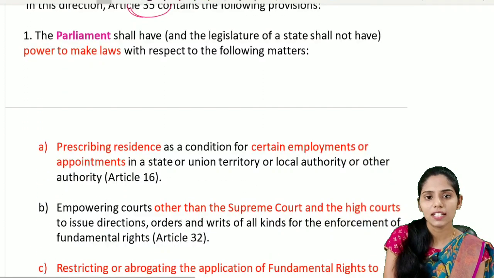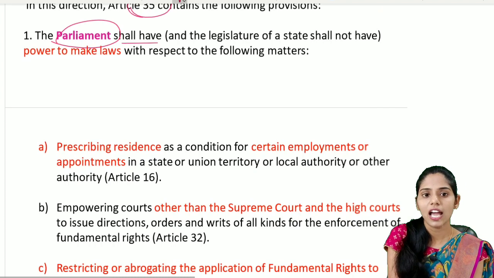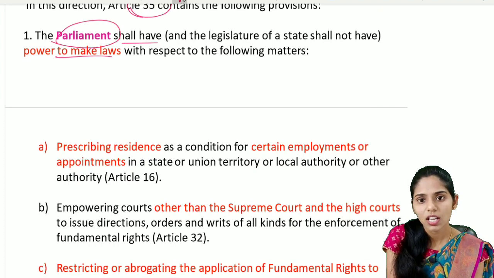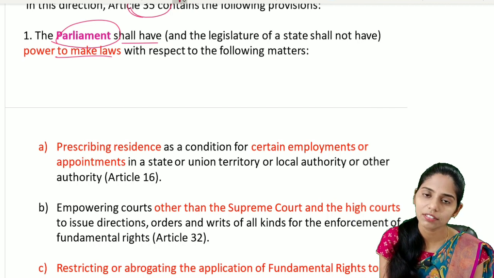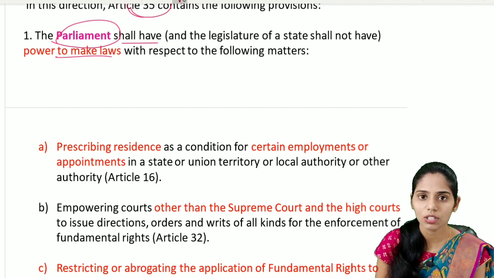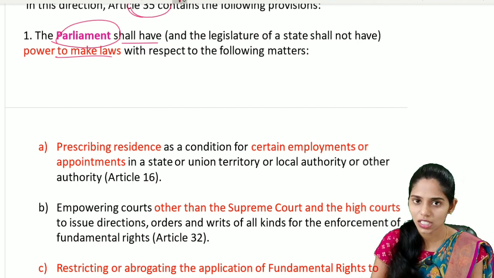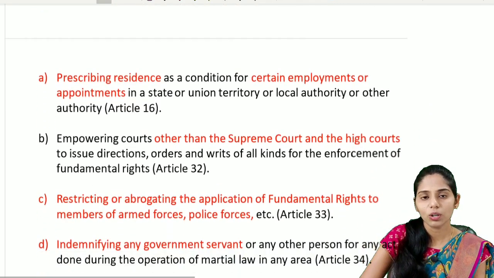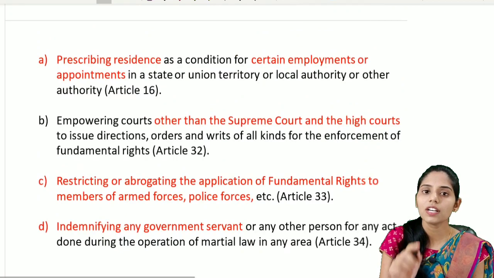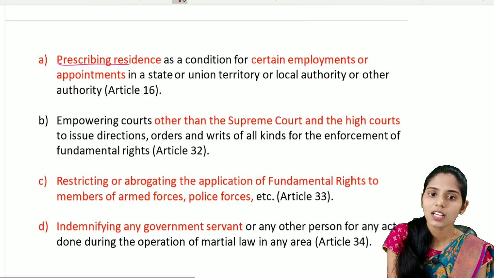The first one says the Parliament shall have the power to make laws with respect to the following matters. Again, in Article 35 we see the entire power is given to the Parliament of India but not to the state legislature. The Parliament has the power to make laws. They include, first, prescribing the residence.